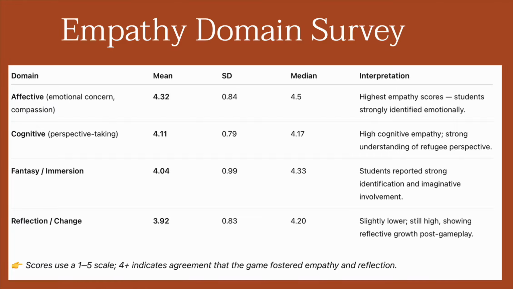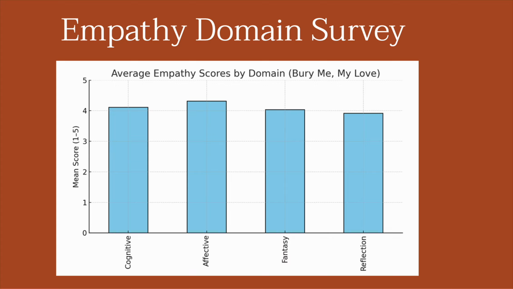And then reflection at 3.92 shows that you thought about what the game meant after you played, but that score wasn't nearly as high as the others. So the reflection aspect didn't really hit. But the fantasy, the cognitive, and the affective really did. Altogether, the results suggest that Bury Me My Love was not just an emotional experience, but also an intellectual one. And for a lot of you, it was a reflective one. And here's a bar graph of the domain scores. I think it might be easier to look at how high affective empathy scored.